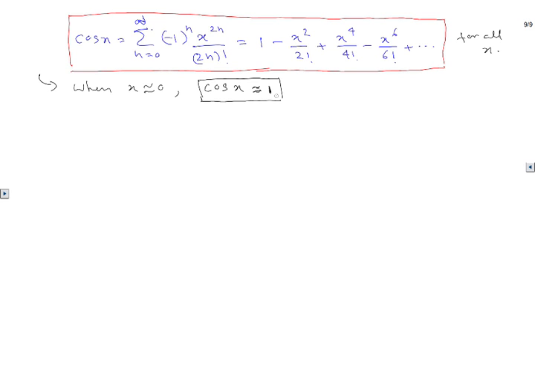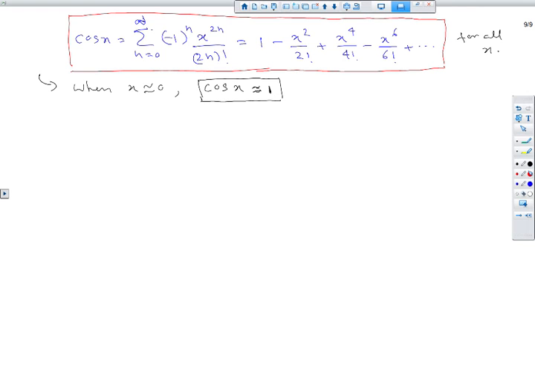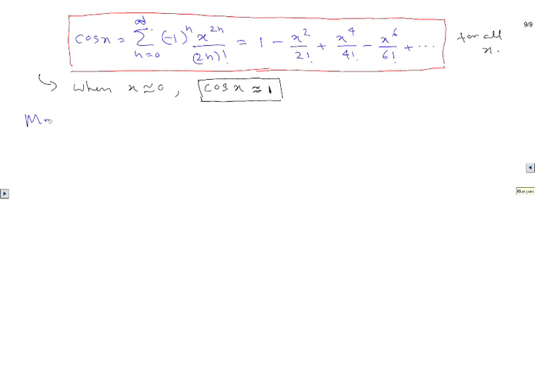Okay, so let's do more examples, more applications. What you can do is multiply and divide Taylor series on the interval of convergence. Let's write that first.